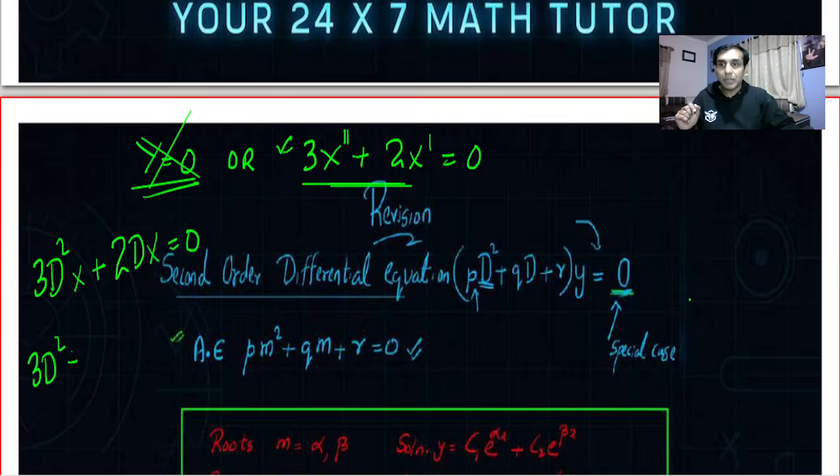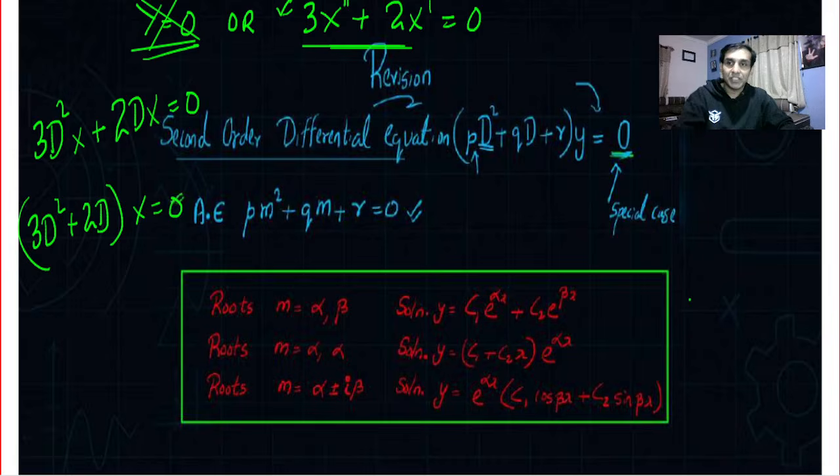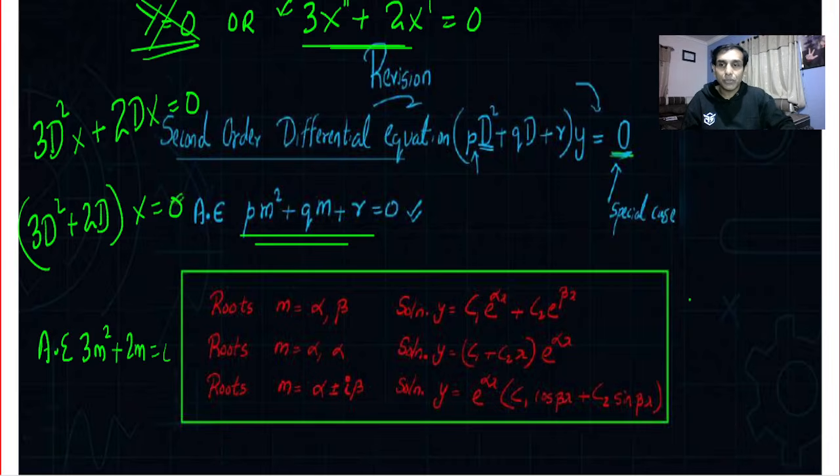3d square plus 2d of x is equal to 0. Now the auxiliary equation. I hope you still remember. Do you remember your first semester? First of all, I write the auxiliary equation: 3m square plus 2m equal to 0. Use a calculator and solve it. I got m equal to 0, m equal to minus 2 by 3.